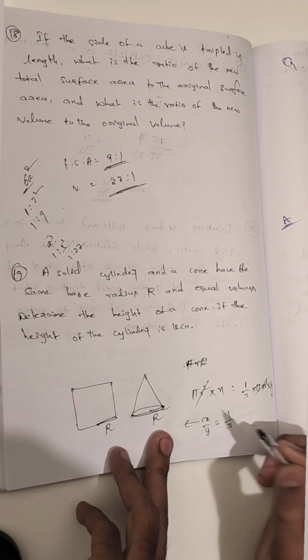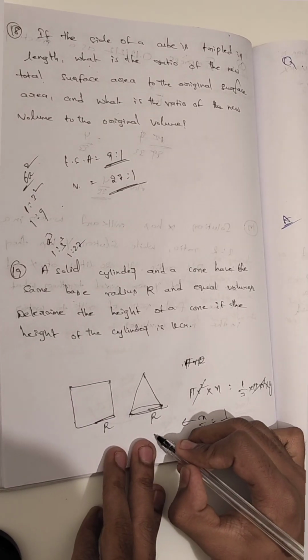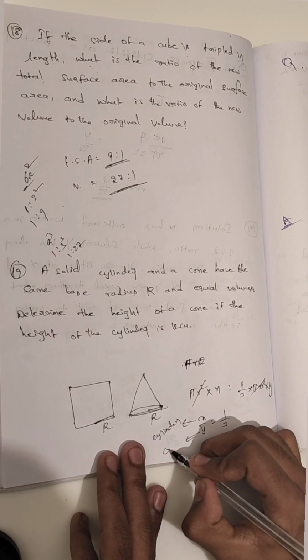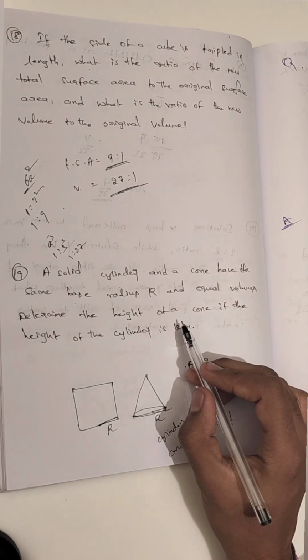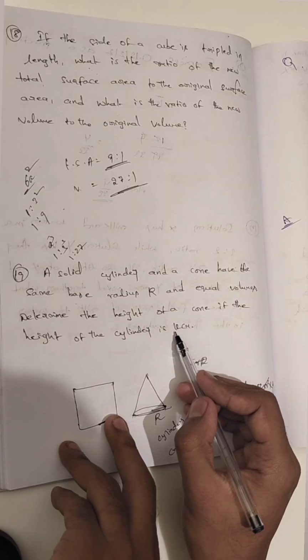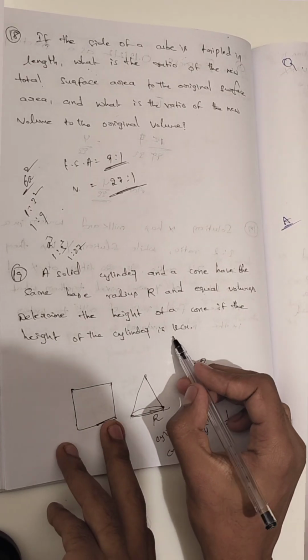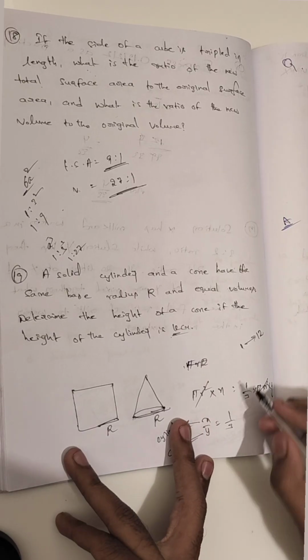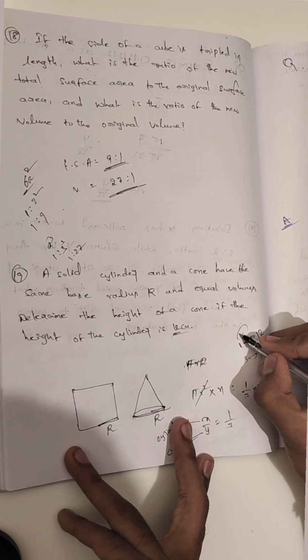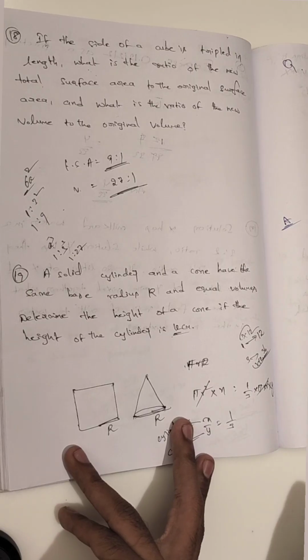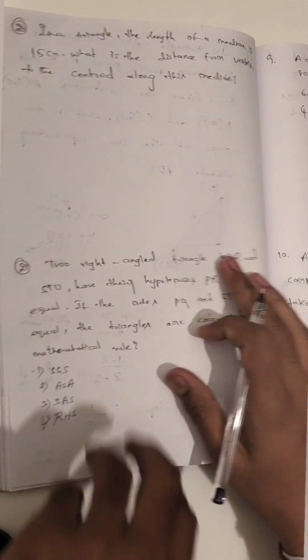Here x represents cylinder and y represents cone. The height of a cone is 12. Okay, the height of the cylinder is 12 centimeters. That means one part becomes 12 and three parts becomes what? 12 times 3, 36. 36 is the answer for this question.